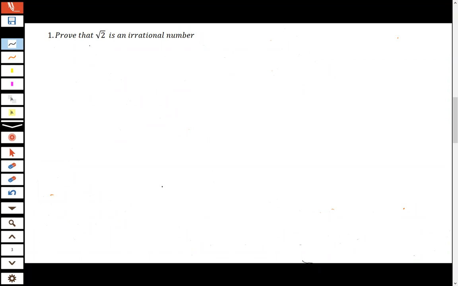So how do we prove this question? We use a method that is called the contradiction method. According to the name of the method we're using, contradiction, something has to contradict one of the definitions of the rational numbers. So in short, we're going to assume that the root of 2 is a rational number.